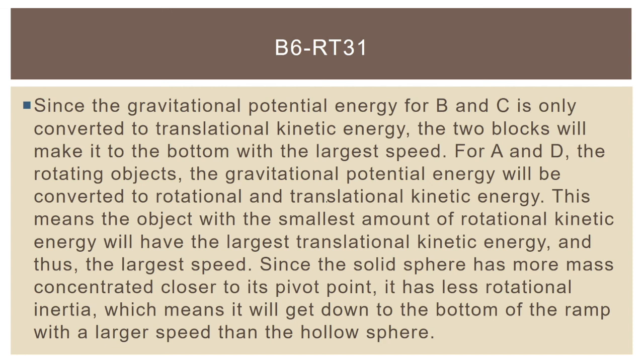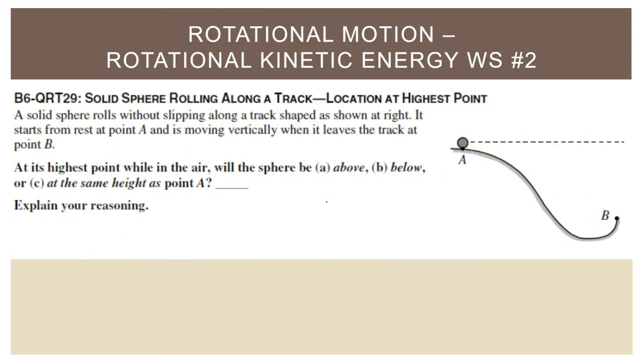Okay, so I really just wanted to do the problems on the sheet together that were really similar. 1 and 4 are really similar, and 2 and 3 are really similar. So let's go to number 2. Number 2 on the sheet is labeled in the tipper's book as B6 QRT 29, solid sphere rolling along a track, location at highest point.